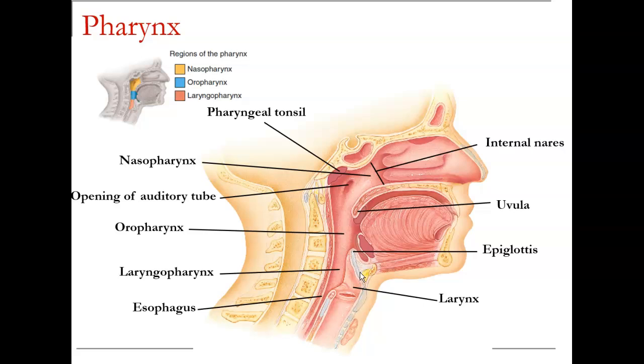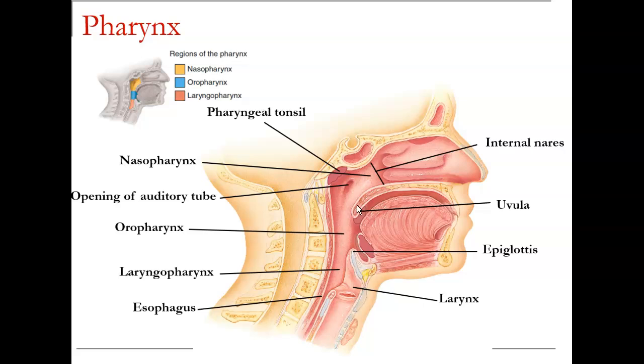It's a piece of cartilage that's part of the larynx, and every time you swallow, it just automatically closes off the opening into your larynx, this opening right here called the glottis. So the epiglottis sits above the glottis and closes it off every time you swallow, whether it's food or drink.